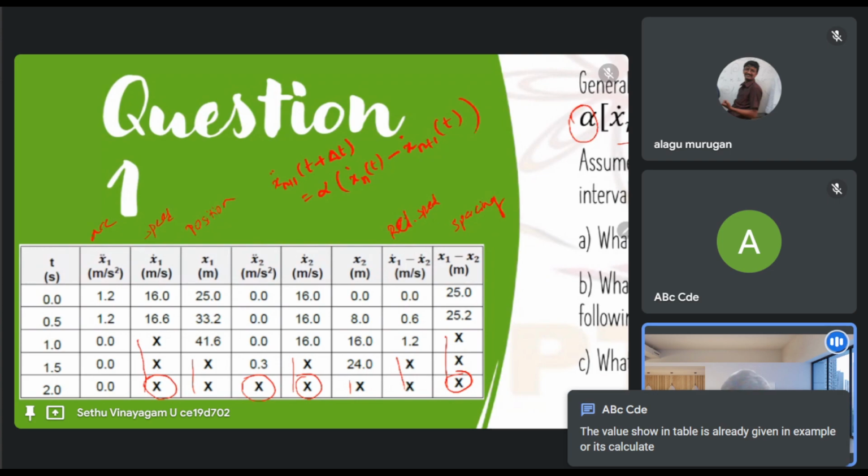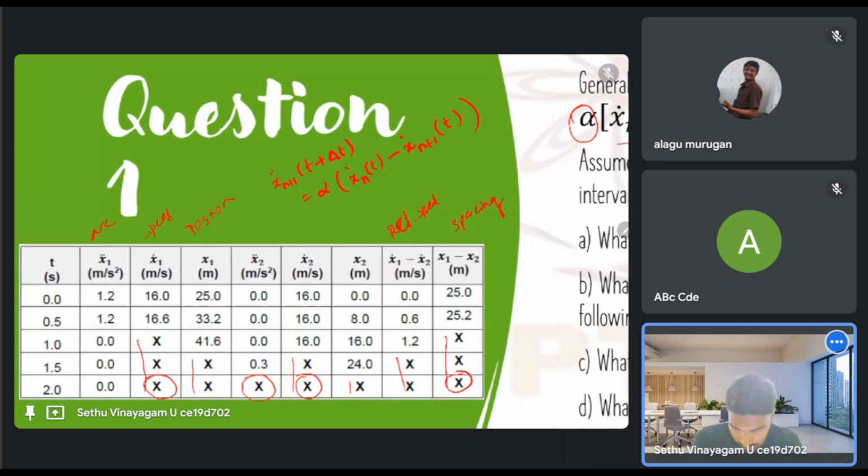The values that are given, for example, at time 0, the leader's acceleration is 1.2 meters per second squared, velocity is 16, and it is at a position of 25. So these values are given, right? These are known values.